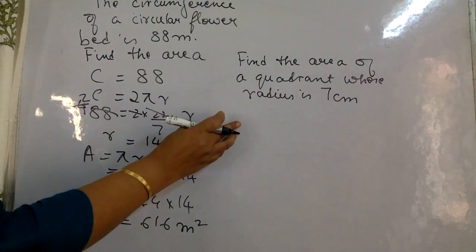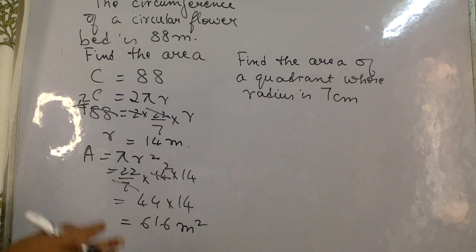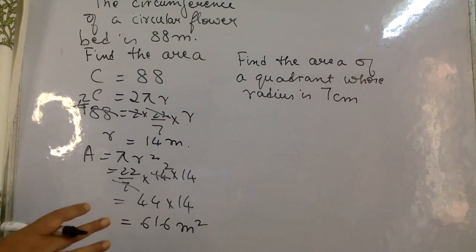Now, how do we find this? Area of a quadrant whose radius is 7 centimeter.